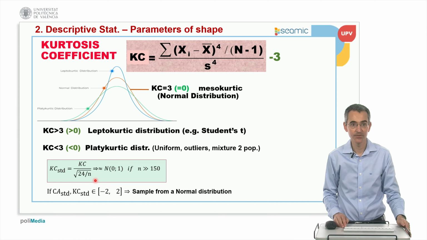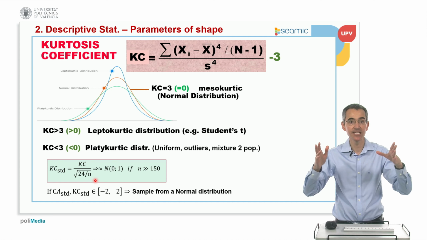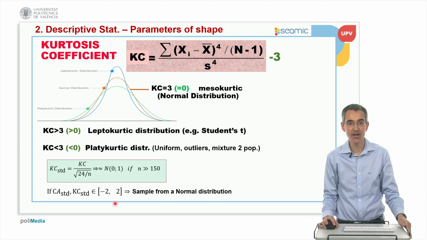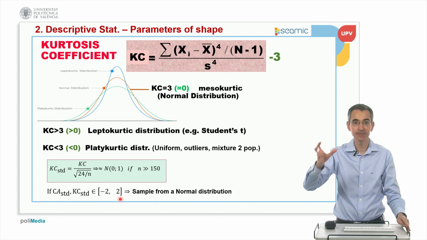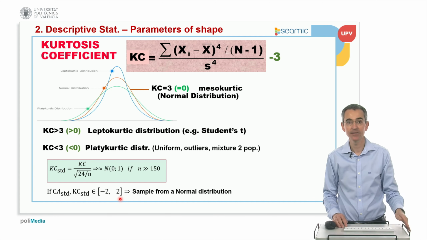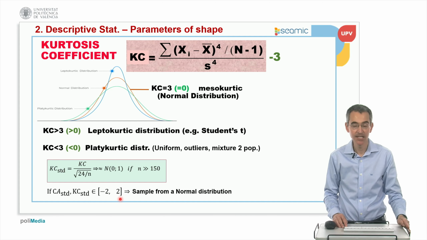Okay, so based on this, if the standardized values of the kurtosis coefficient and the skewness coefficient are between -2 and 2, we can say that it is a sample extracted from a normal distribution. So this rule is used quite often in statistics to identify if the distribution can be considered normal.